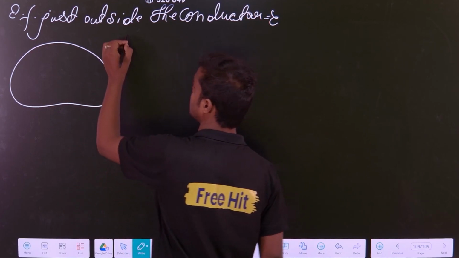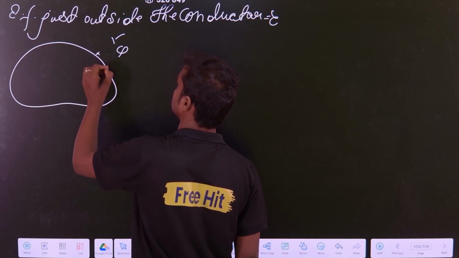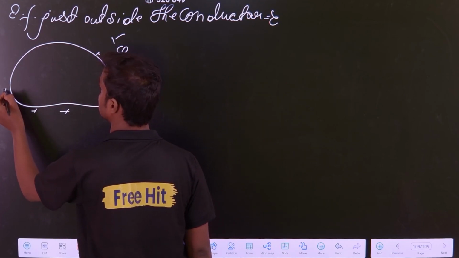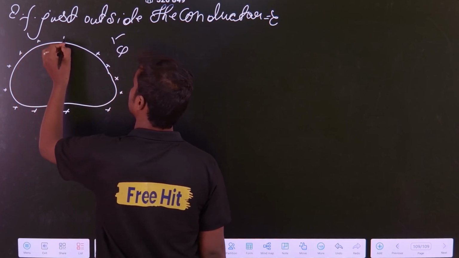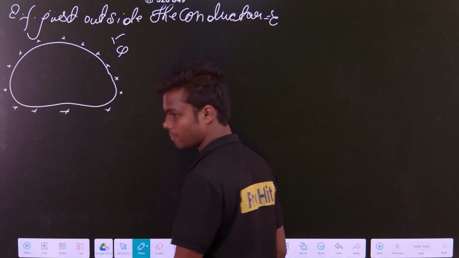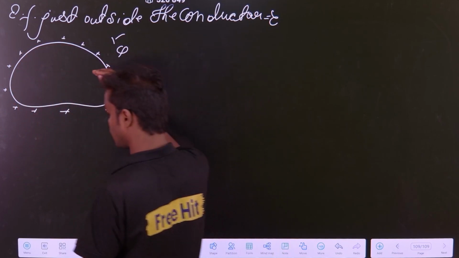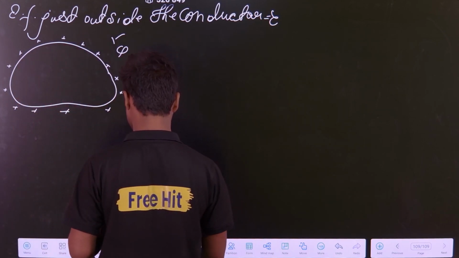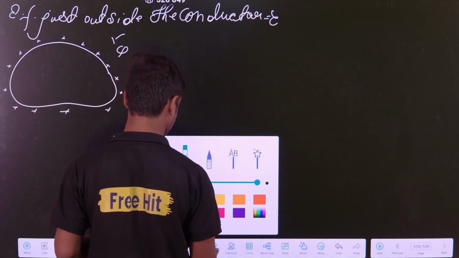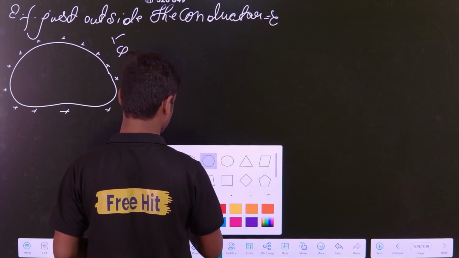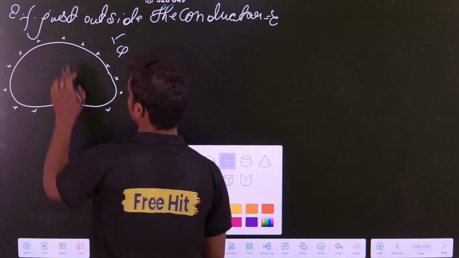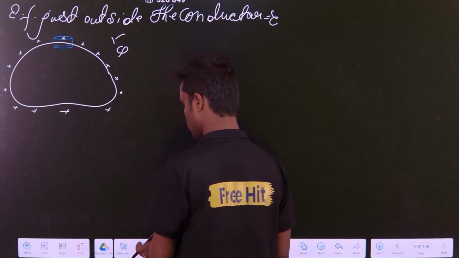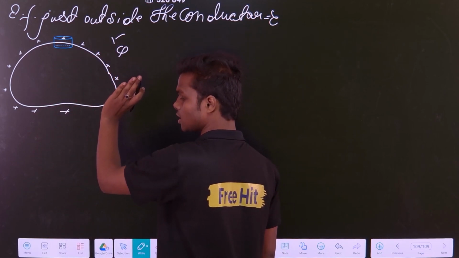Okay, suppose I have given the charge Q here. The charge will distribute. Okay, it is distributed like this. I want to calculate the electric field just outside, means it is just outside. So what I will do, I will draw the Gaussian surface here. Okay, I have drawn the Gaussian surface here, correct? Any doubt here?